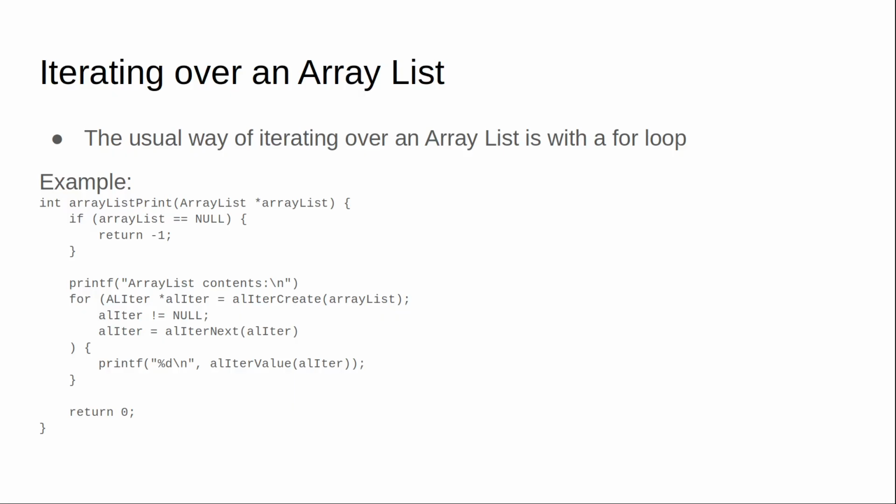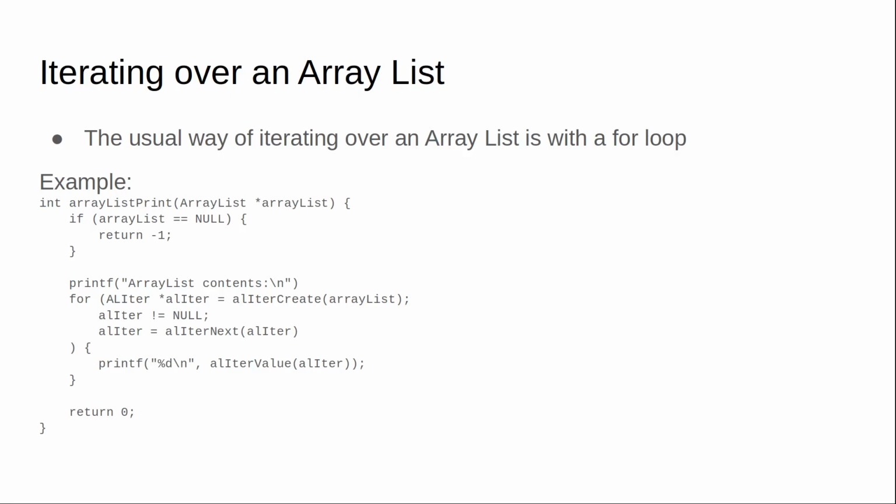All right, let's talk about how we do our initialization and checks for end here. What we're going to do is declare an array list iterator by passing in our array list to ALIter create. And the test condition for our for loop is that our ALIter is not null. Remember, a second ago I said that it's the responsibility of the caller to make sure that the iterator passed in to get the value isn't null. This is why.